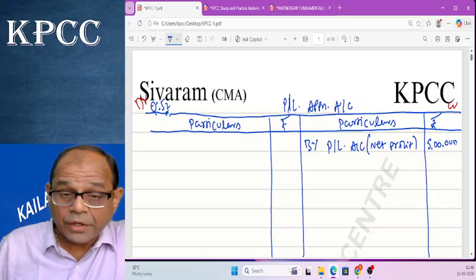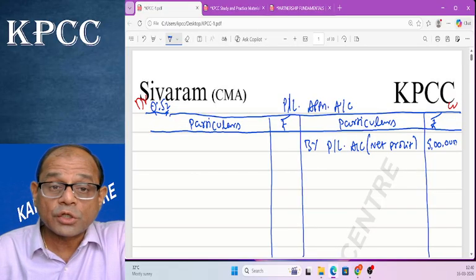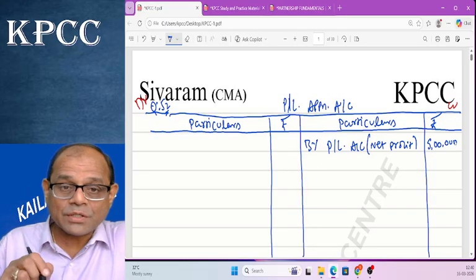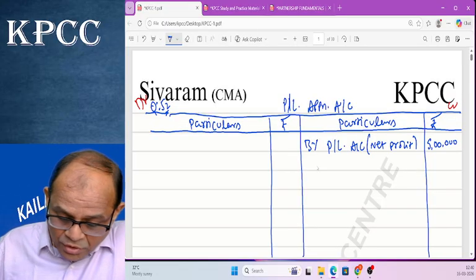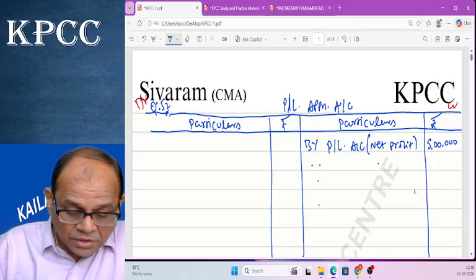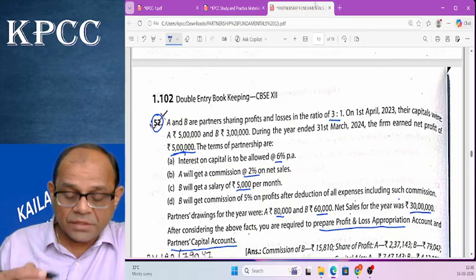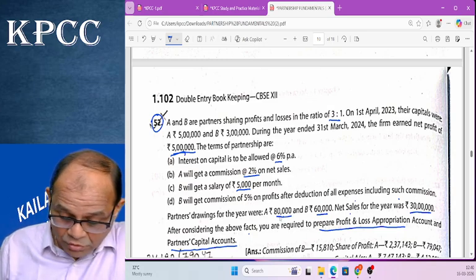Now I told you already, one more item comes on the credit side of the appropriation account, that is interest on drawings. But in this particular sum it is not given. If it is given, you have to write down here by interest on drawings, the two partners' interest on drawings. If 3 partners are there, 3. Now here 2 partners, so 2 partners' drawings amount is there.